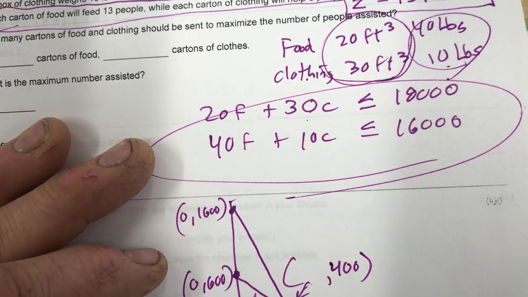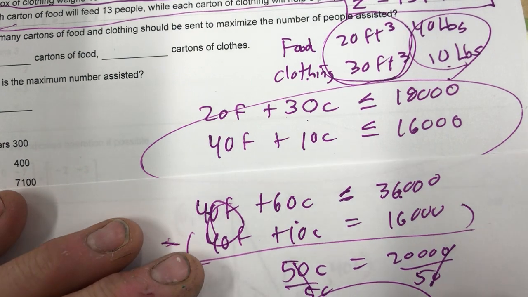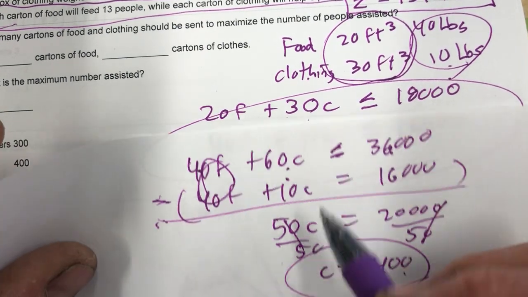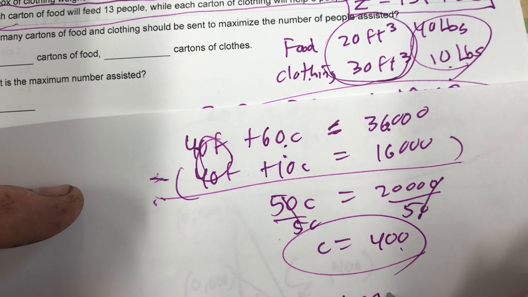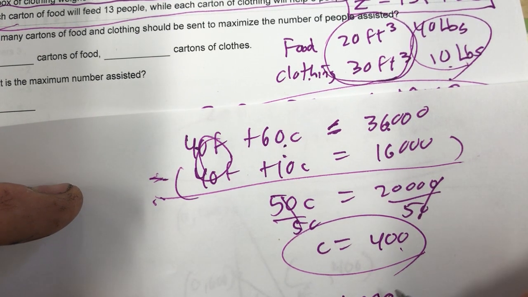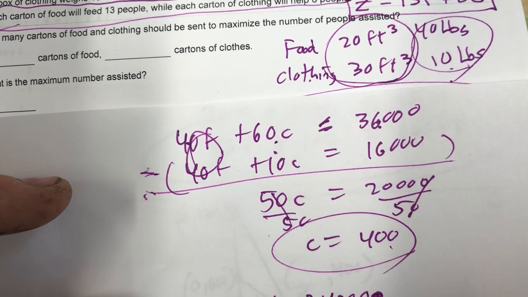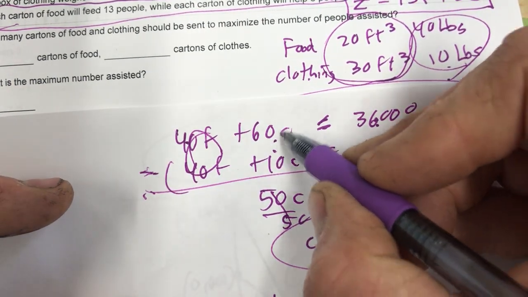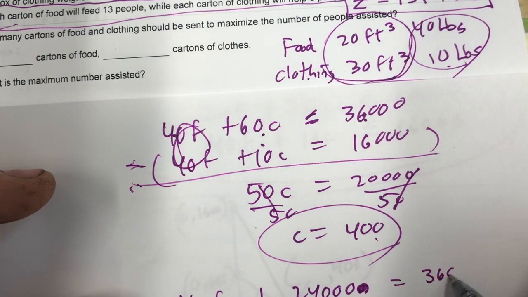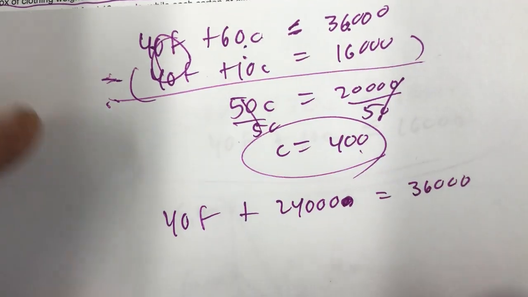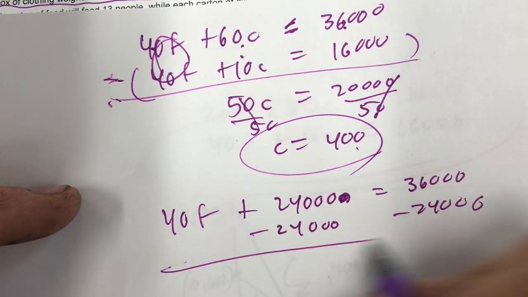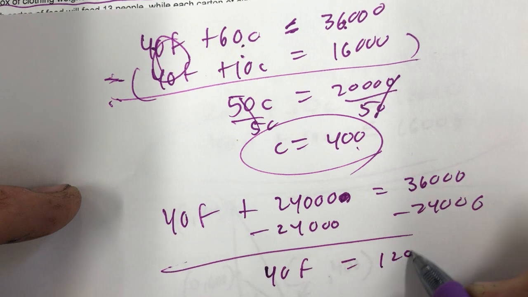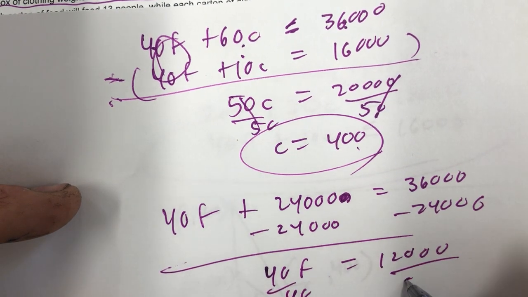Now what would F be? All right, so if I just put 400 in for C right there, 40F plus 24,240,000. Right? No, I added too many zeros. 3, yeah. I was looking at this, and I thought that was a 0, but that's okay. So minus 24,000. So 40F equals 12,000. Divided by 40. That's going to be 300.